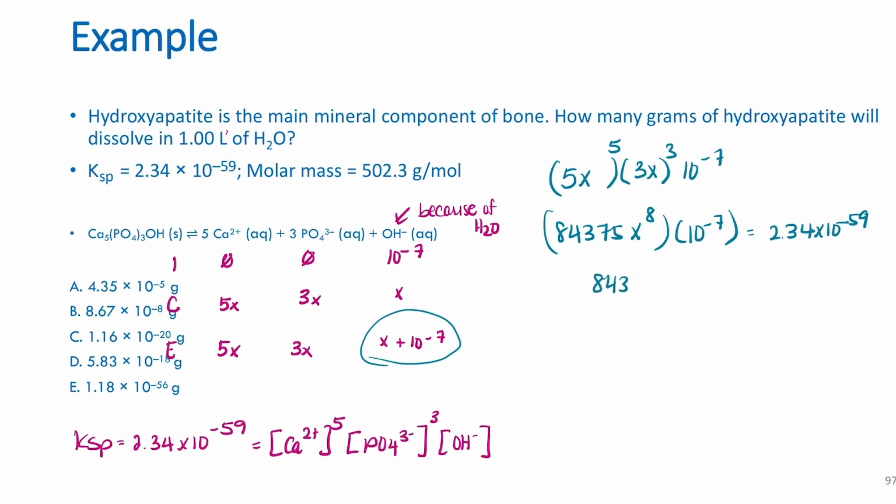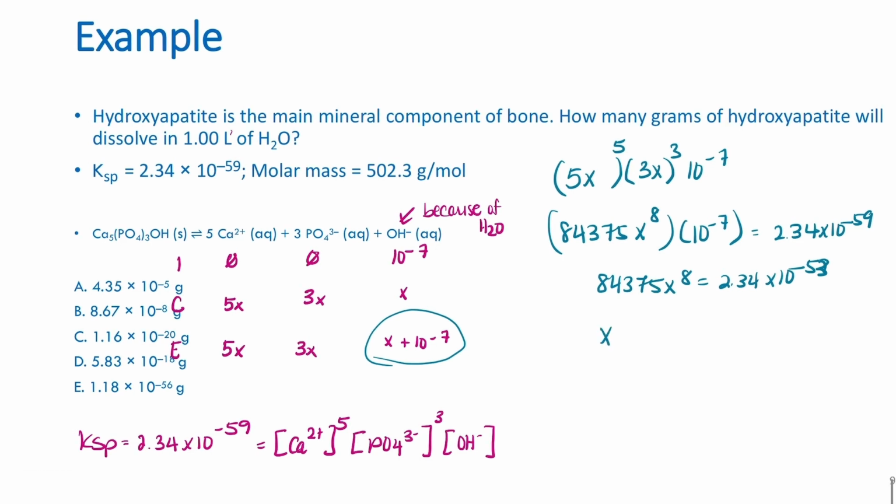8, 4, 3, 7, 5. X to the 8th is equal to 2.34 times 10 to the minus 53. Solve for x. Solving for x this way, I get 6.39 times 10 to the minus 8th. So not much different, but a little bit more accurate than we had when we assumed that x is really small compared to 10 to the minus 7.